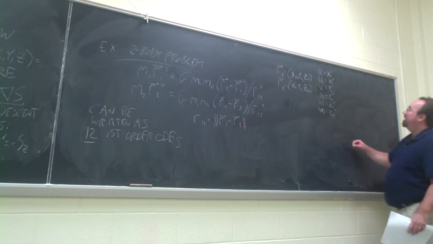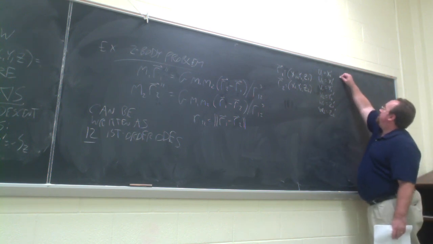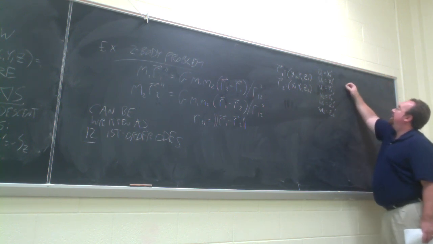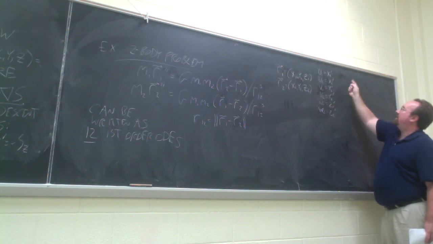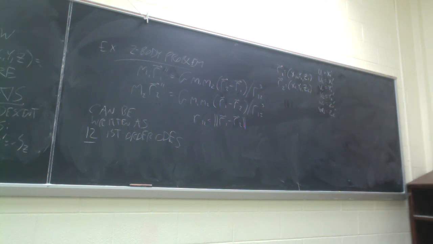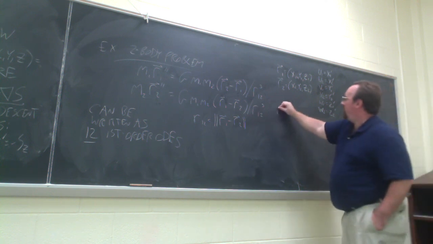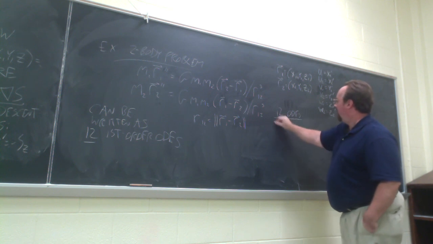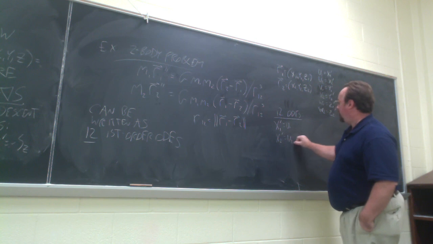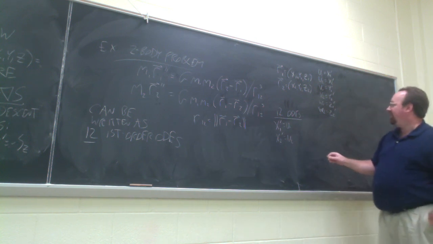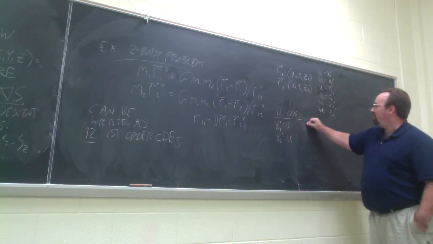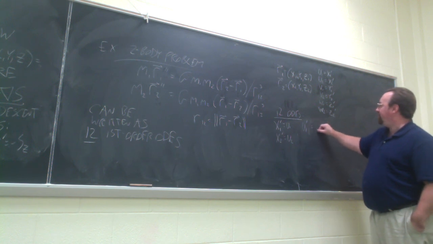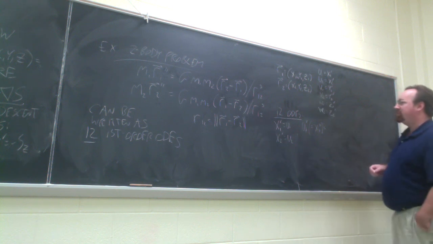And then, for my 12 ODEs, I just write these in the opposite order. So x1 prime is u1, x2 prime is u2, and then I'll handle x now. Then u1 prime, which happens to be equal to x1 double prime, I can take from my original system.